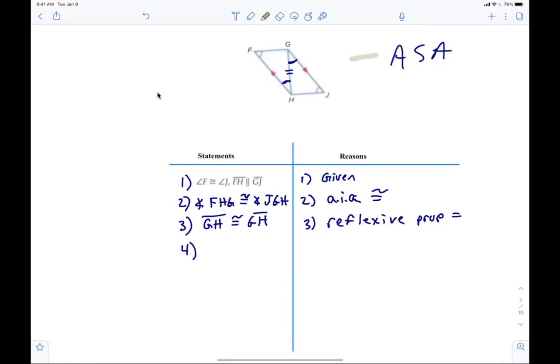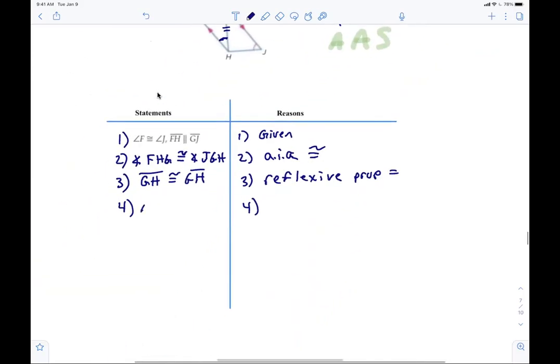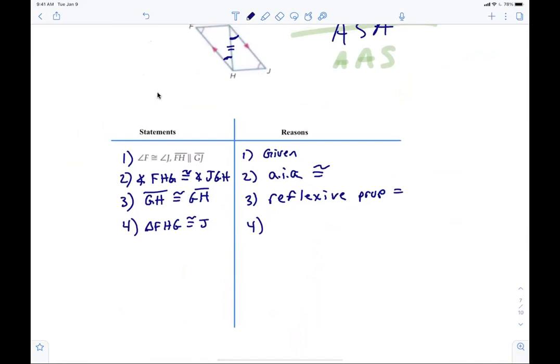Now, I hope everybody just understood what I was trying to teach Nate. Right? It's not angle, side, angle. The side is not between the two angles. Does everybody understand what I mean by that? Right? So we know now it's angle, angle, side. So what triangles are congruent? I'm listening. Triangle F-H-B is congruent to J-G-H. What is that? Angle, angle, side. Angle, angle, side. Now what?